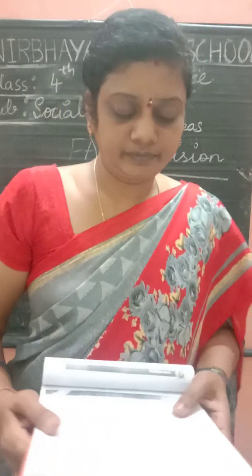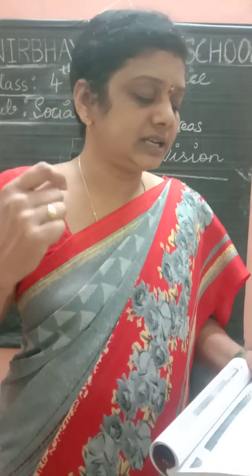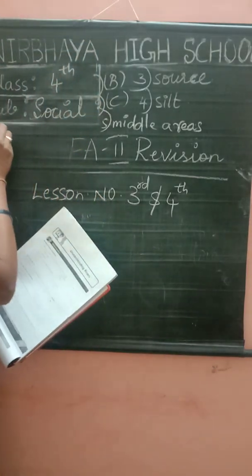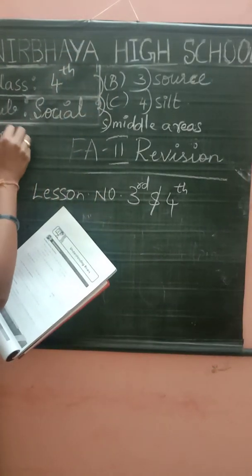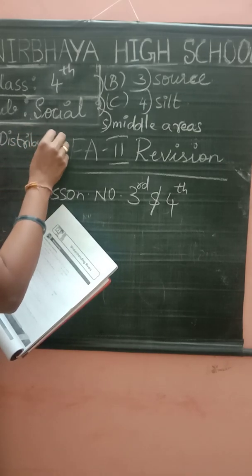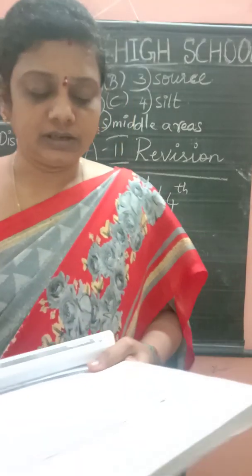Next one, children. Name the streams that are formed when a main river breaks up. The answer is distributaries. Distributaries. And the next one, children.